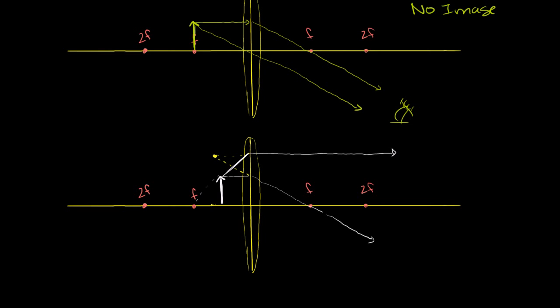And essentially what's going to happen is they're going to see a magnified version. They're going to see a magnified virtual image, I should say. They're going to see a magnified virtual image of the actual arrow.